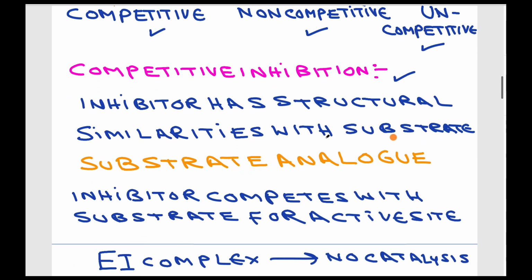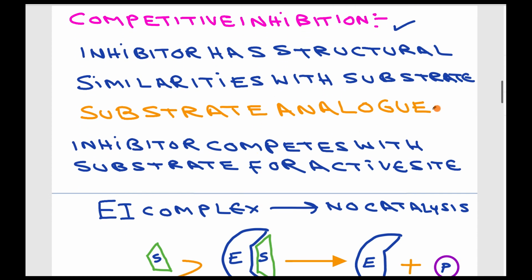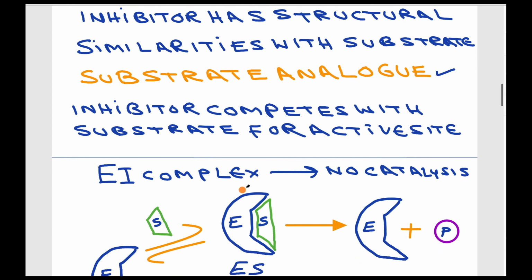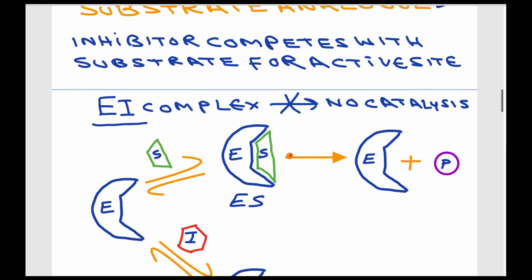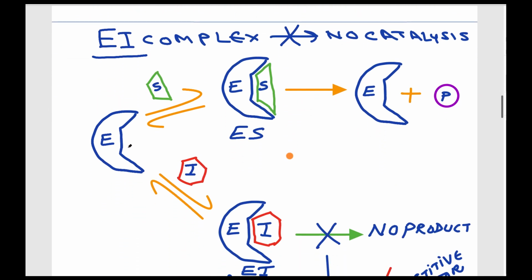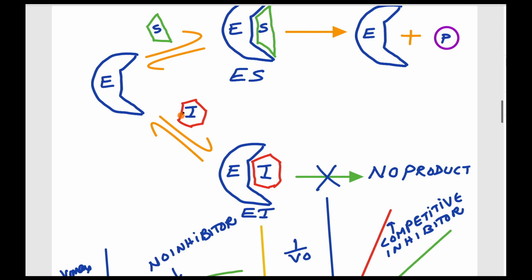Let me summarize competitive inhibition. The inhibitor has structural similarities with the substrate; it is a substrate analog. If enzyme inhibitor complex formation takes place, no catalysis takes place. Diagrammatically, enzyme and substrate form the enzyme substrate complex, then enzyme and product. Here, if the inhibitor, which is a substrate analog, binds, the enzyme inhibitor complex forms and there is no product.